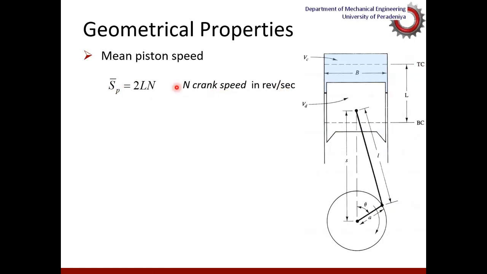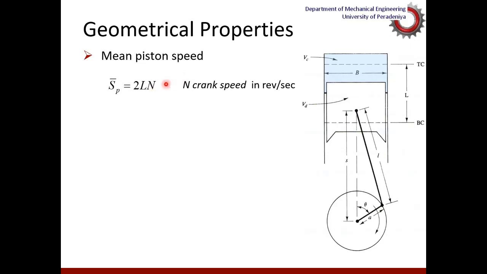When it comes to design of engines, what we are most interested in is not just the mean piston speed, but the maximum mean piston speed. This value will be maximum when N is maximum. Engines usually run at a wide range of speeds, and when the value of N is largest, the mean piston speed also will be large.